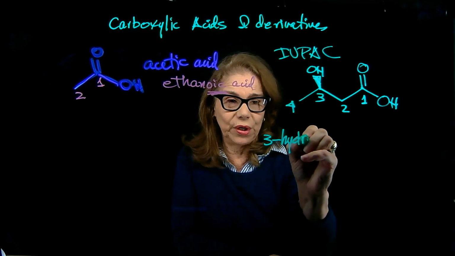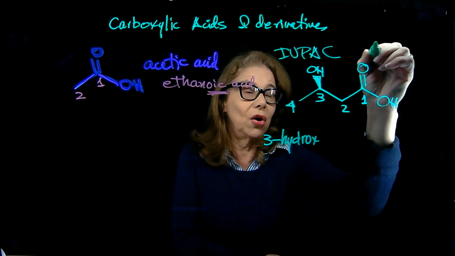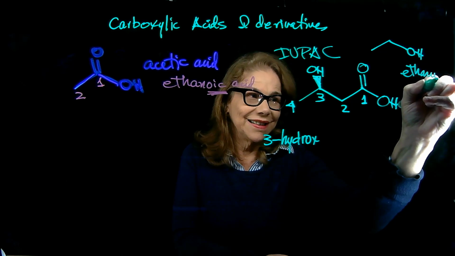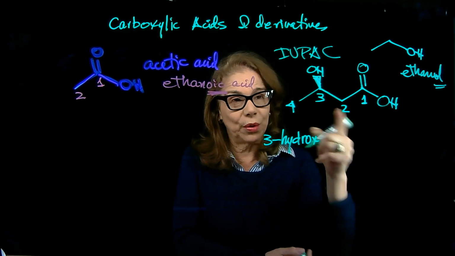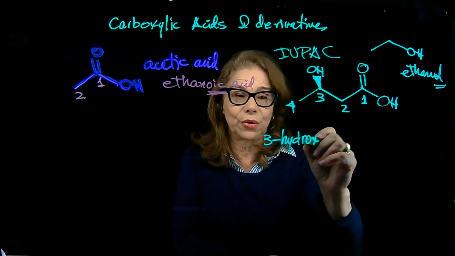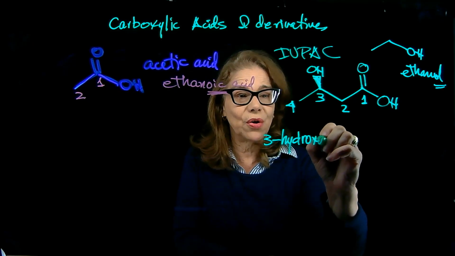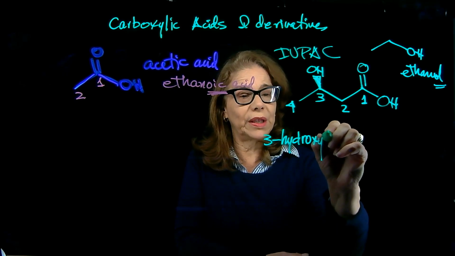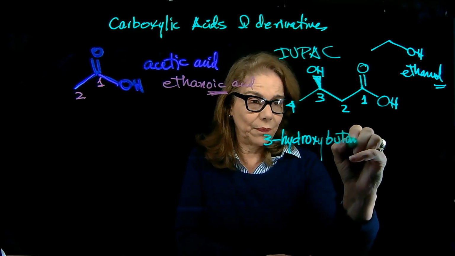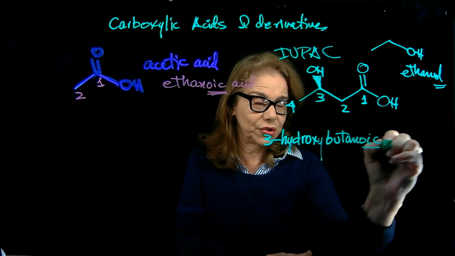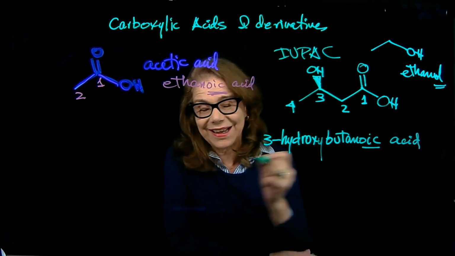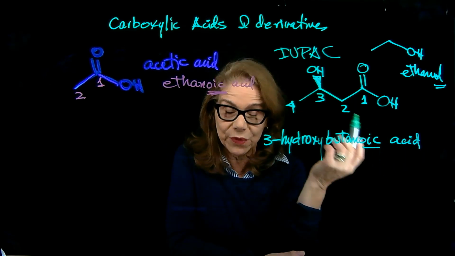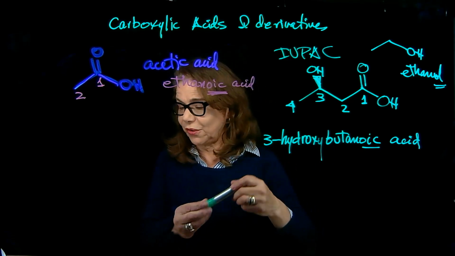So this is 3-hydroxy. Notice that when it is an alcohol, that's ethanol, right? You use the termination OL, but when it is not the main functional group, you name it as a substituent. So 3-hydroxy, and this is butanoic acid. Butanoic, termination acid. And I wanted to add another element here, which is stereochemistry. When those elements are present, we need to add them to the name.